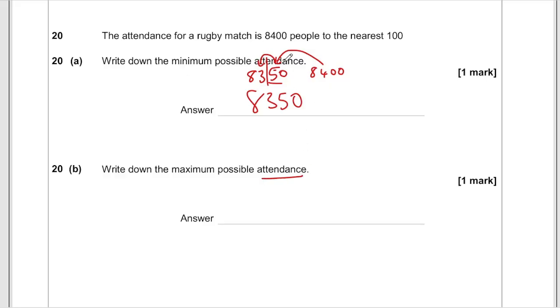What's the maximum possible attendance? Now remember, we're dealing with attendance, individual people. So this one, 8,450, would actually round up to 8,500. So it can't be that, it's got to be less than 8,450. So if I think one person less than that would be 8,449. If it was 8,450, remember that would be 8,500.